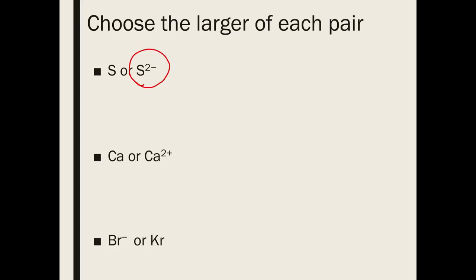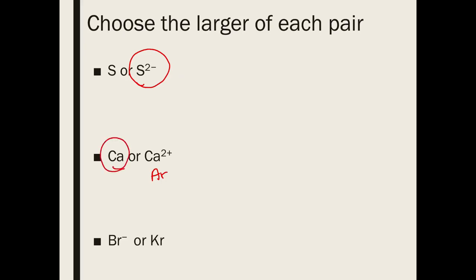In looking at the next one, calcium 2 plus is going to be smaller than calcium, and calcium 2 plus will actually be about the size of argon. So it's going to be a lot smaller than calcium, because argon, if you'll recall, is the smallest atom in the 3rd period. Because it's a noble gas, it will be really, really small. And calcium is one of the largest atoms in the 4th period. So calcium will be larger here.